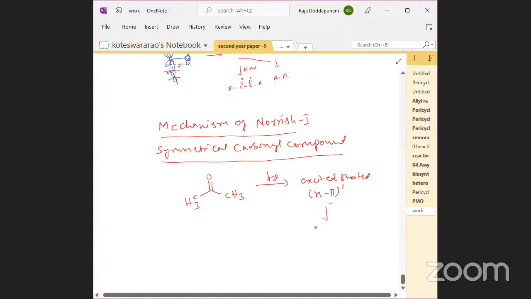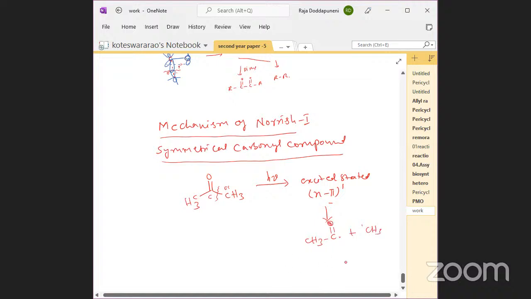Now this will undergo homolytic cleavage of the alpha bond. You know that this is the carbonyl carbon, this is the alpha carbon. The bond between the carbonyl carbon and the alpha carbon is known as the alpha bond. This alpha bond undergoes homolytic cleavage that leads to the formation of two radicals, that is the acyl radical and the methyl radical.